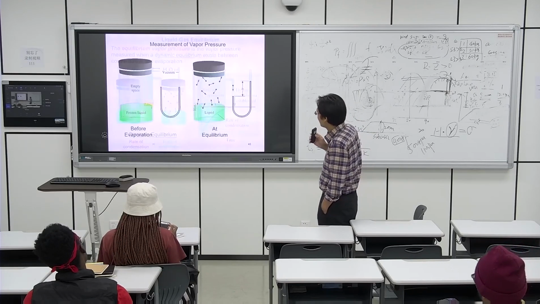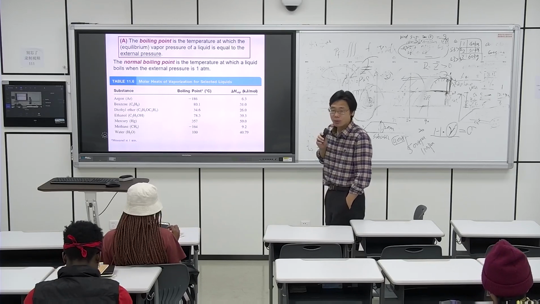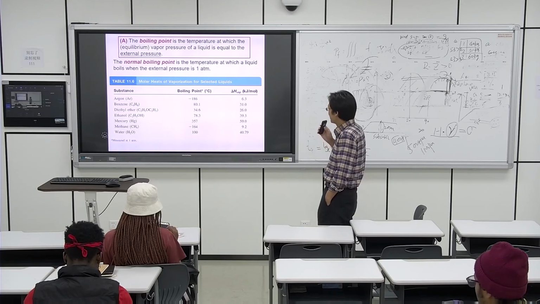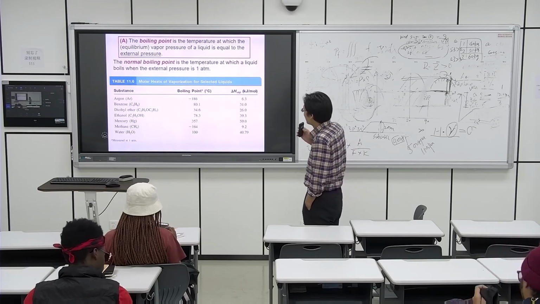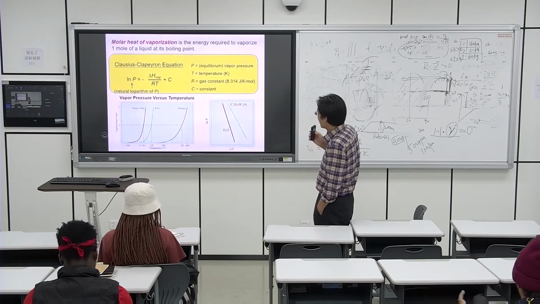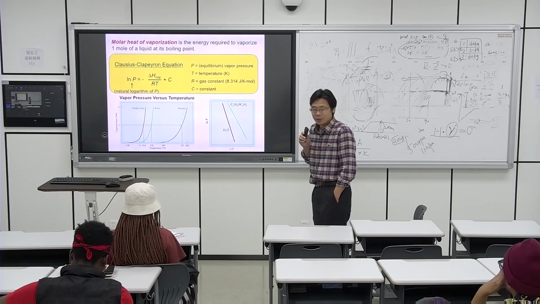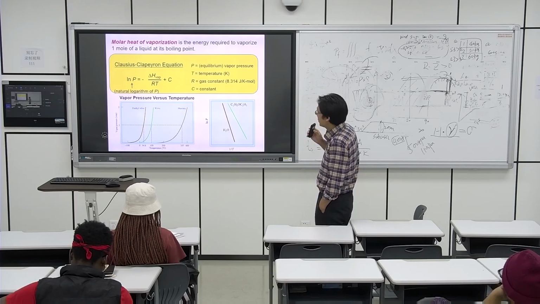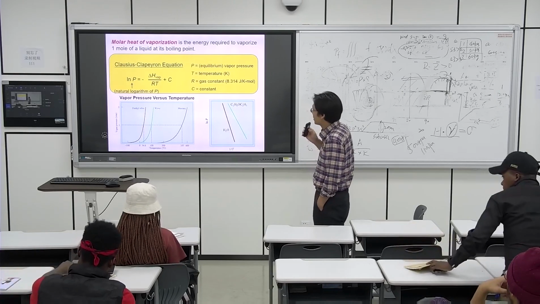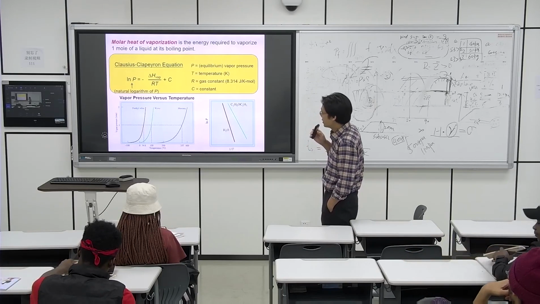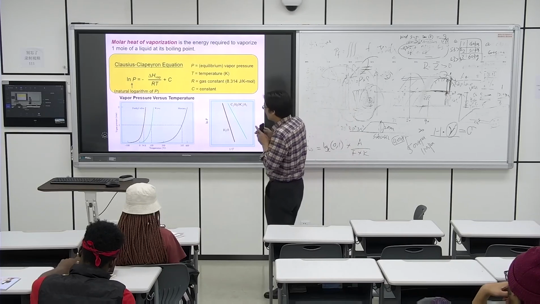And we also introduced the boiling point, and the molar heat of vaporization. So molar heat of vaporization is the energy required to vaporize 1 mole of liquid at its boiling point. And we also know this equation.